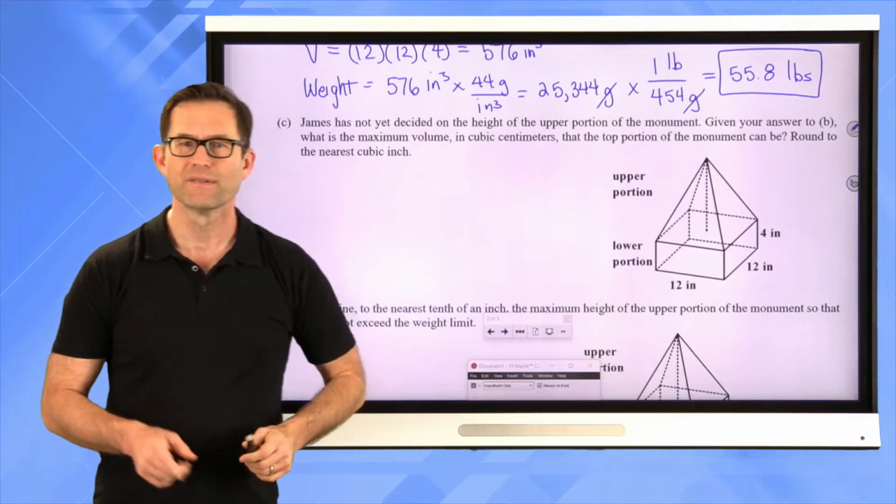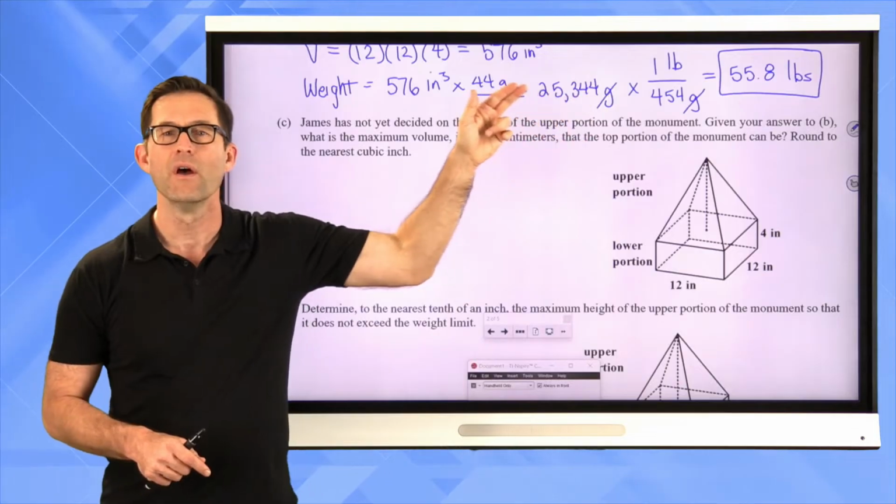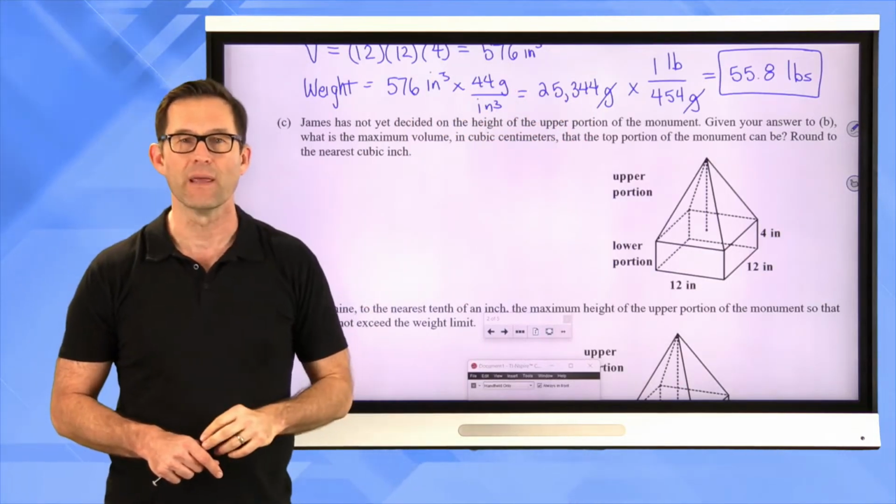Pause the video. This is going to take a little bit of work, but I'm sure you can do it. You almost want to go backwards from what we just did in letter B.